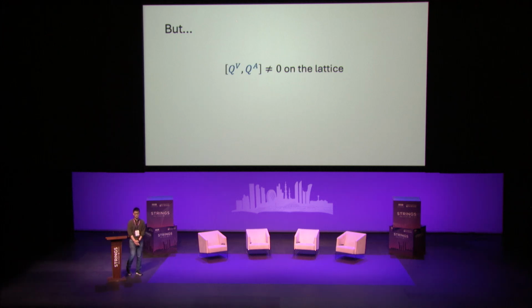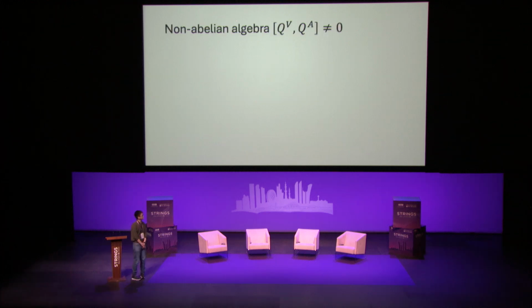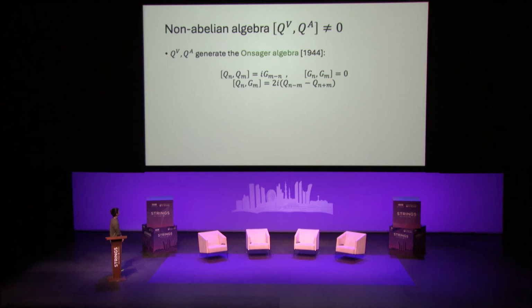and the axial lattice charges don't commute, whereas in the continuum, they do commute. All right? If they don't commute on the lattice, we should ask, what kind of algebra do they form? It turns out that this QV and QA generates the Onsager algebra on the lattice. This is the same non-abelian algebra that Onsager used in 1944 in his original paper solving the Ising model. Let me give you the presentation of the Onsager algebra.